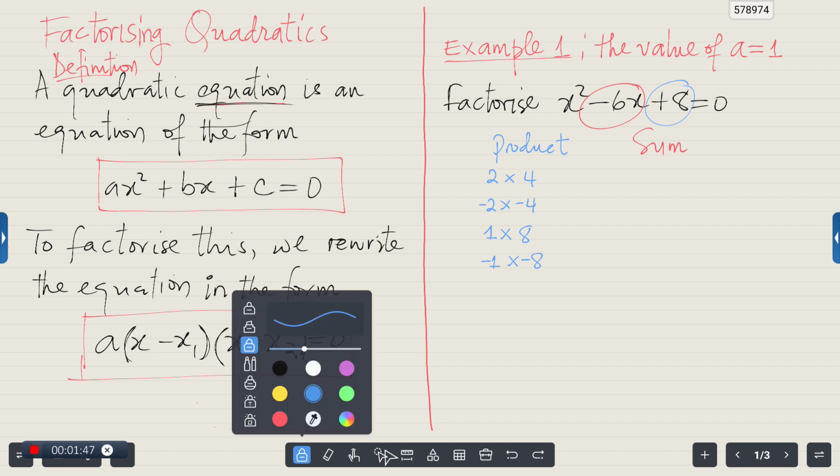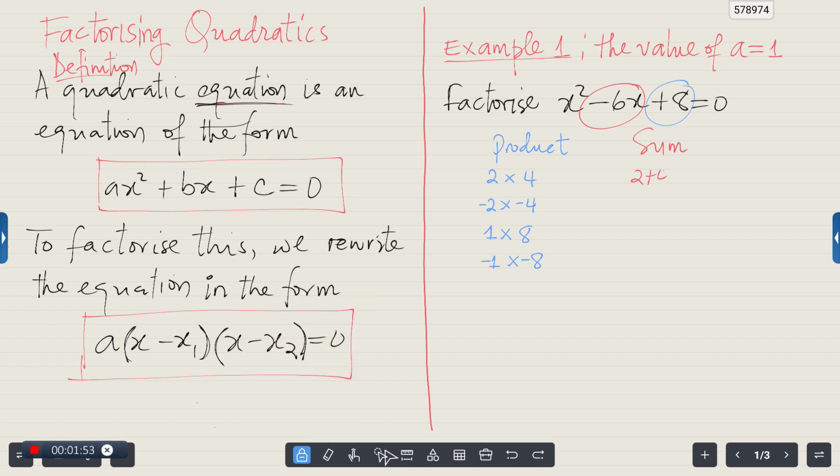Now let's go to the sum. 2 plus 4 gives us 6. Minus 2 plus minus 4 gives us minus 6. 1 plus 8 gives us 9. Minus 1 plus minus 8 gives us minus 9. Now we can clearly see by looking at these that we are looking at minus 6 as the sum. So these are the factors that satisfy our requirement.